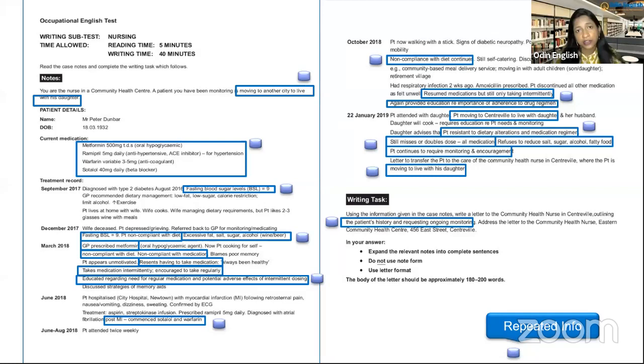So your role has ended here. You have transferred the case to the community nurse of that area. So this is a transfer. It may not be going to a particular center or a hospital or a facility. It can be just transfer of care. The patient doesn't have to go to a particular center or a facility.